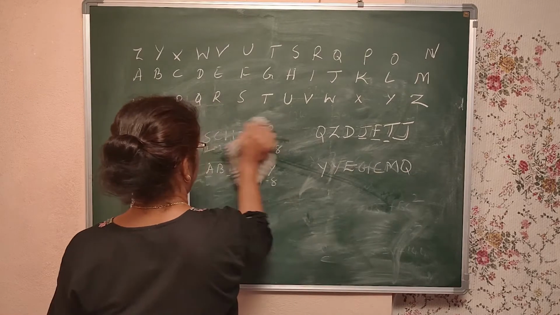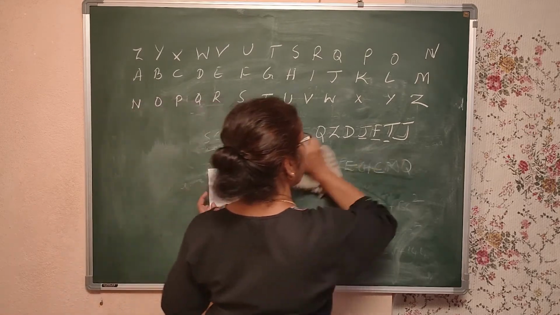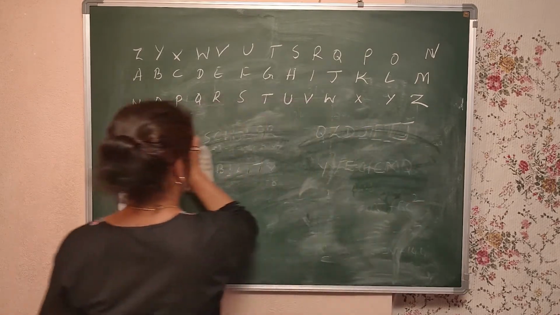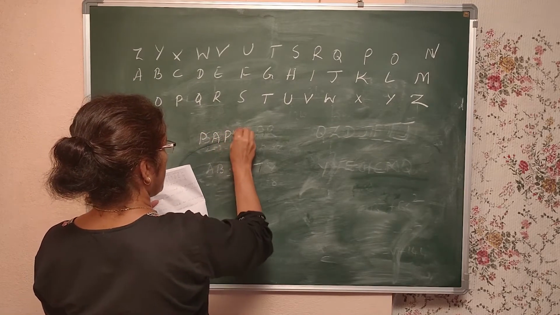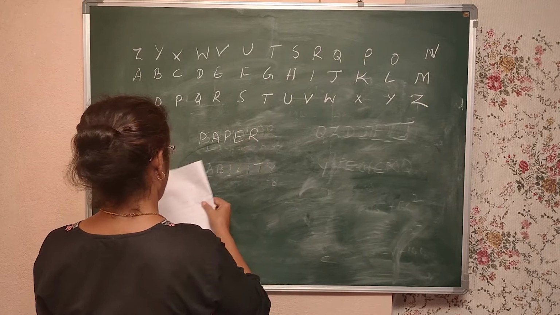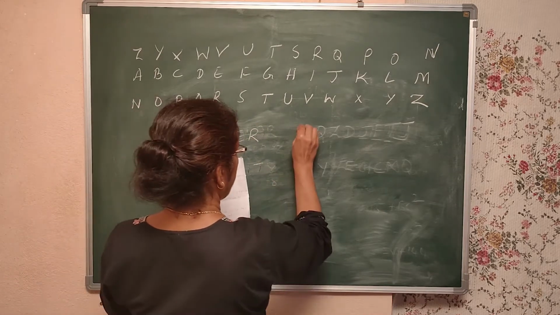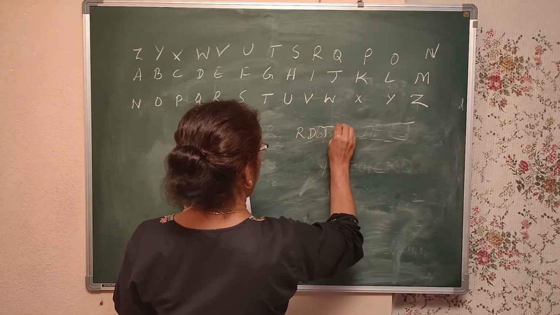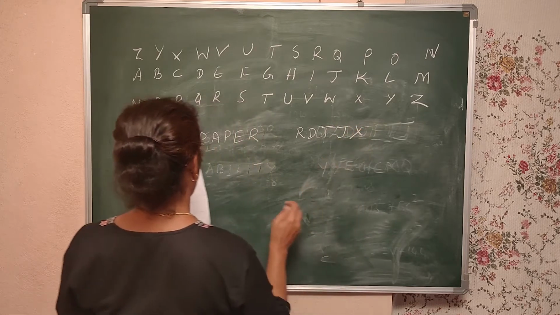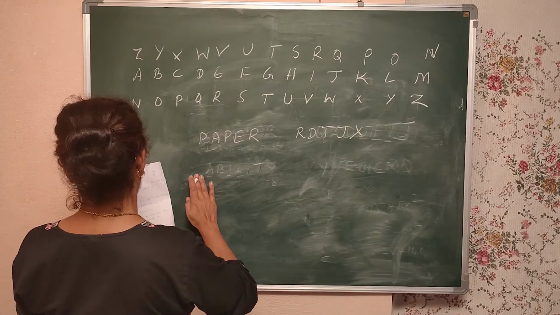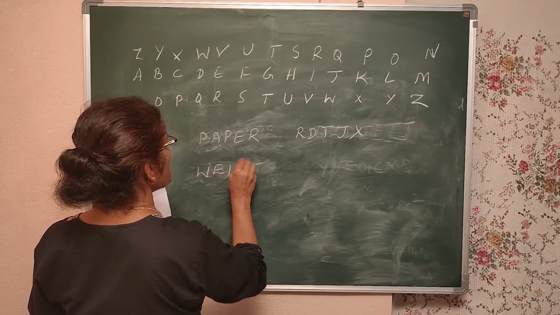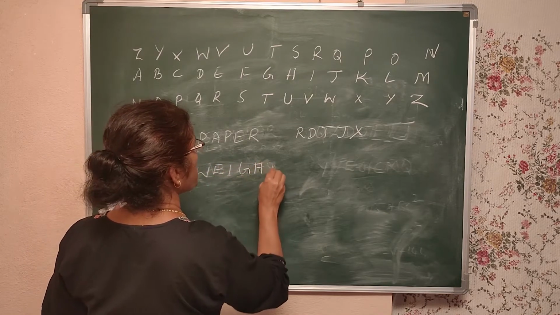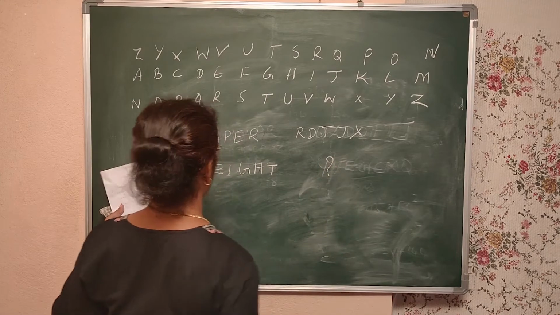If paper is coded as RD TJX, then weight, WEIGHT, weight can be coded as what?